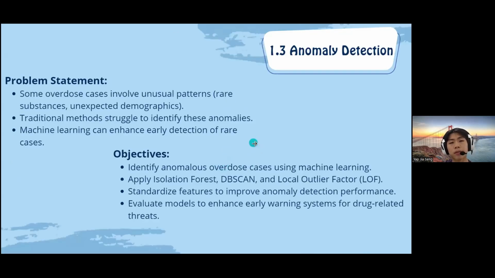For the third problem, we have anomaly detection. Problem statement: some overdose cases involve unusual patterns such as drug substances and unexpected demographics, and traditional methods struggle to identify these anomalies. Machine learning can enhance early detection of drug cases. Our objective is to identify anomalies in overdose cases using machine learning, and we apply isolation forest, DBSCAN, and local outlier factor. We standardize features to improve anomaly detection performance. We also evaluate the models to enhance early warning systems for drug-related threats.